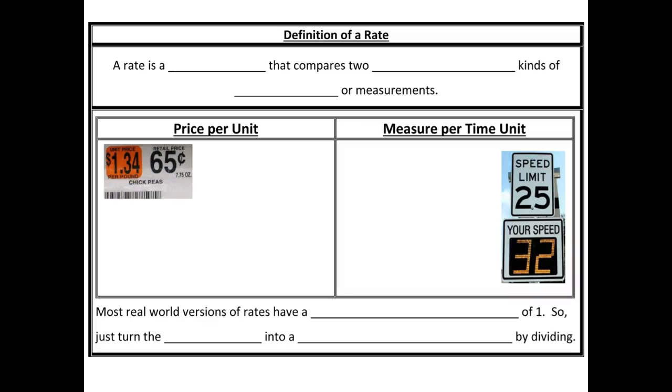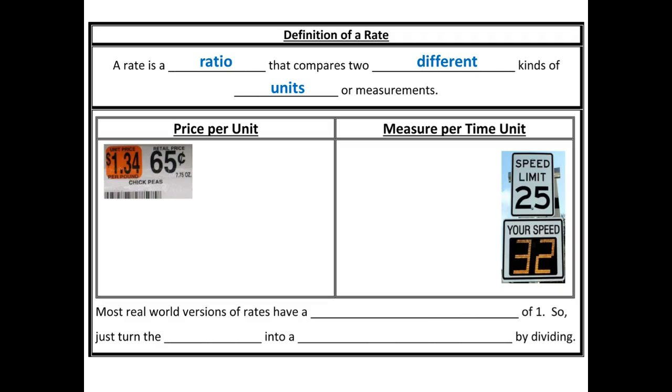Simply put, a rate is just a ratio that compares two different kinds of units or measurements. A couple of very common examples of rates are price per unit and measure per time unit. Price per unit, you might see cost per pound at a grocery store, price per ounce, cost per gallon of gasoline.